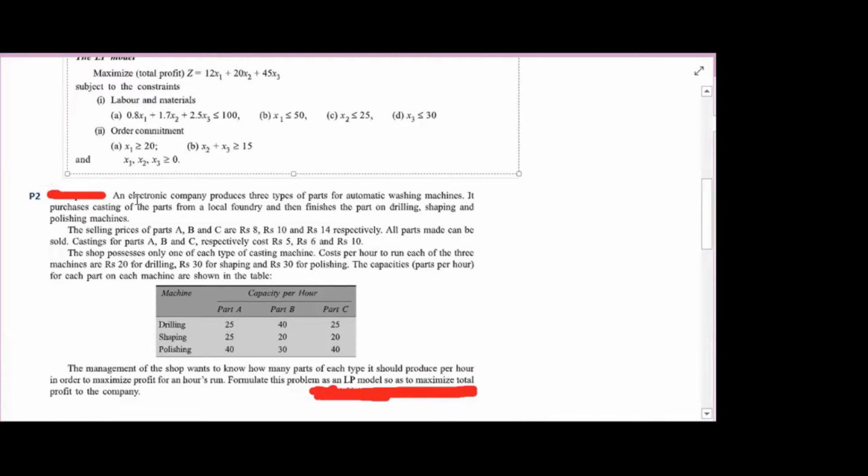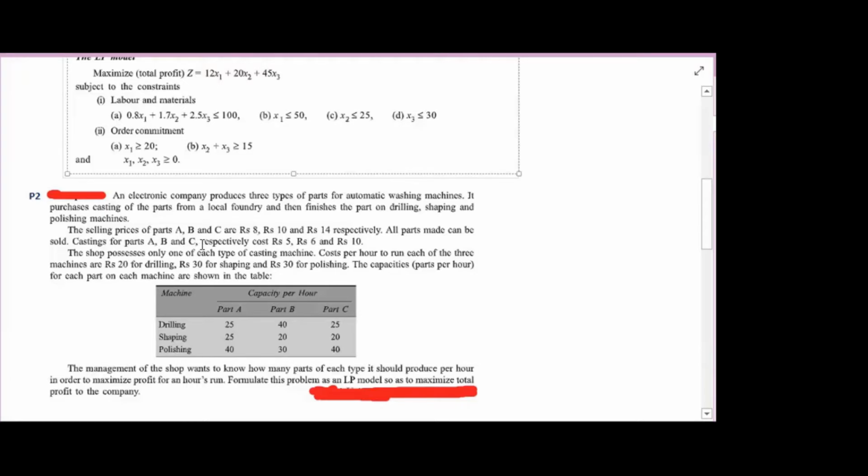Now next problem. An electronic company produces three types of parts, A, B and C, on an automatic machine. It purchases the casting of a part from a local foundry and then finishes the part on drilling, shaping, and polishing machines. The selling prices of the parts A, B, C are rupees 8, rupees 10, and rupees 14 respectively. All parts made can be sold. Means जो भी part बनाएगा उसको बेचना ही बेचना है.